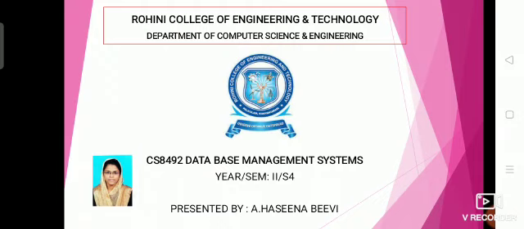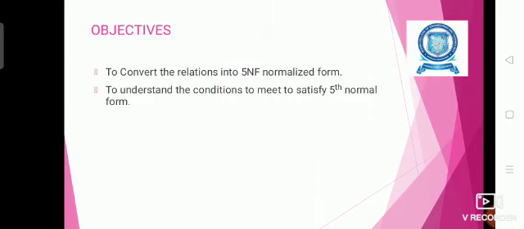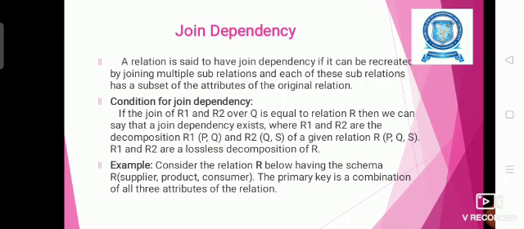In this video presentation, we are going to see the topic Joint Dependencies and Fifth Normal Form. Actually, 5NF is the last normalization form available for the databases. So this topic belongs to second unit. And the objectives of this topic are to convert the relations into 5NF normalized form and to understand the conditions to satisfy fifth normal form.